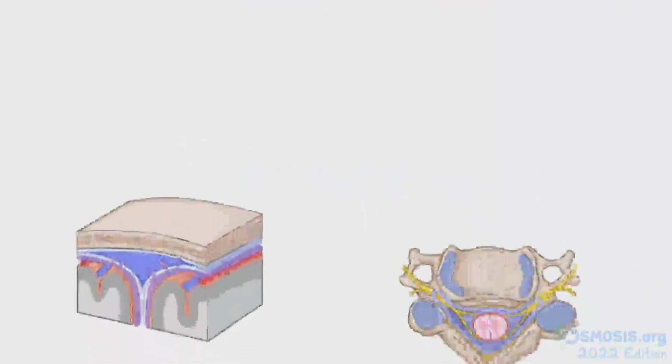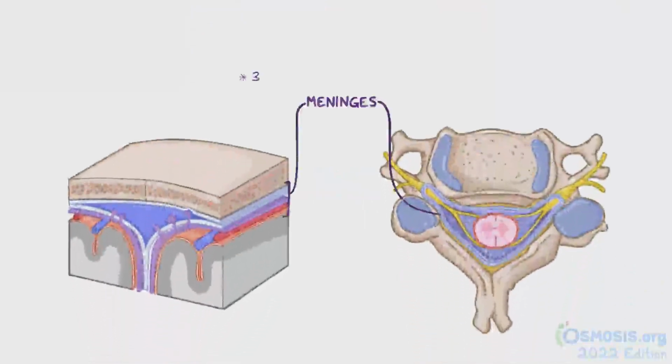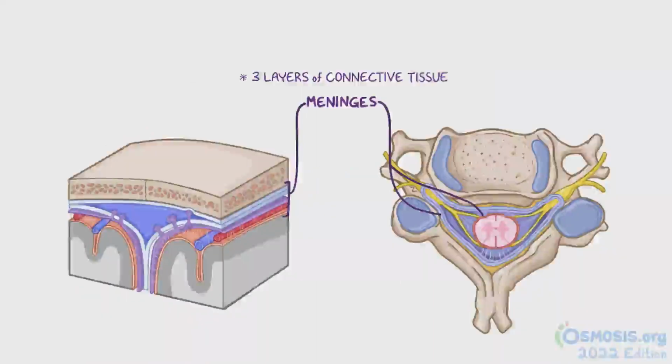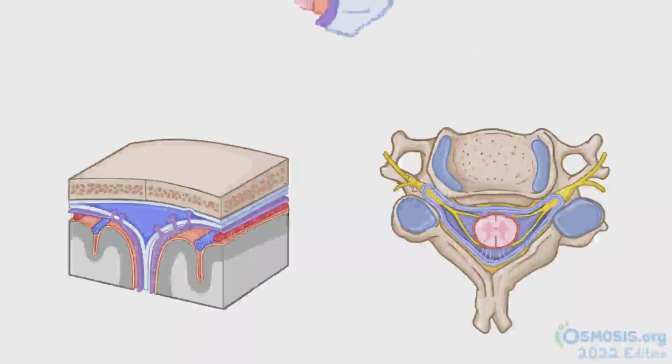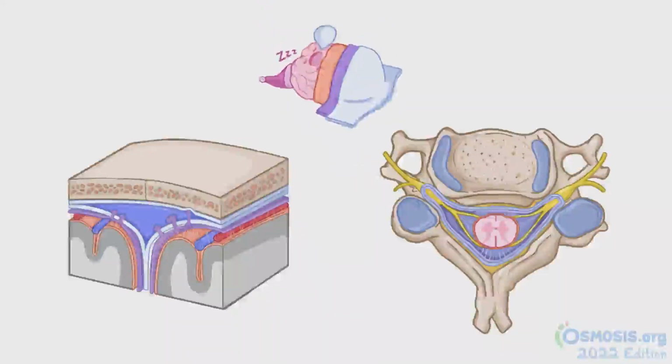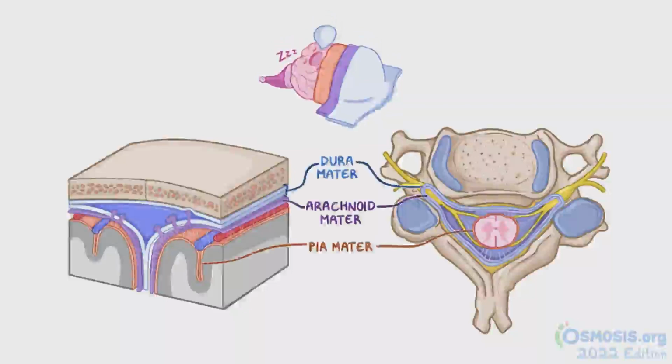The brain and spinal cord are covered by the meninges, which are 3 layers or membranes of connective tissue that not only protect the brain and spinal cord, but also form a framework for vessels and venous sinuses. Just think of this as the brain needing 3 layers of blankets when going to bed at night to make sure it is extra cozy and secure. These 3 layers, from superficial to deep, are the dura mater, arachnoid mater, and pia mater.